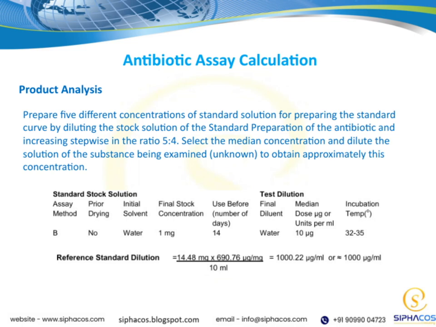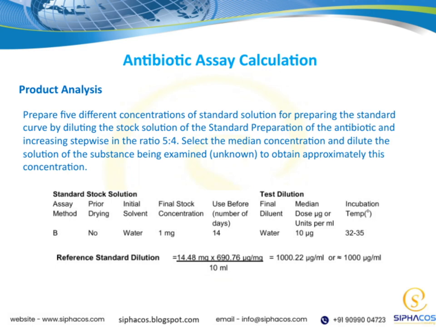Now, let's talk about how to prepare our standard solutions for the calibration curve. First, we need to prepare 5 different concentrations by diluting our stock solution of the antibiotic. The key here is to do this stepwise, increasing each concentration in a ratio of 5:4. This systematic approach helps us generate a reliable and accurate standard curve.